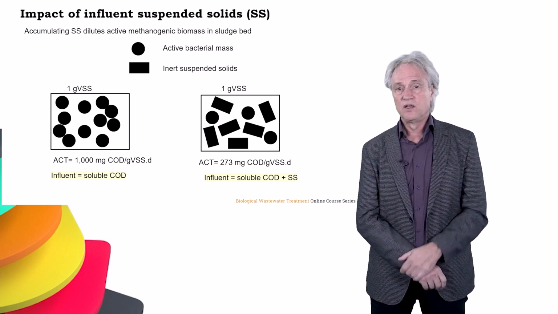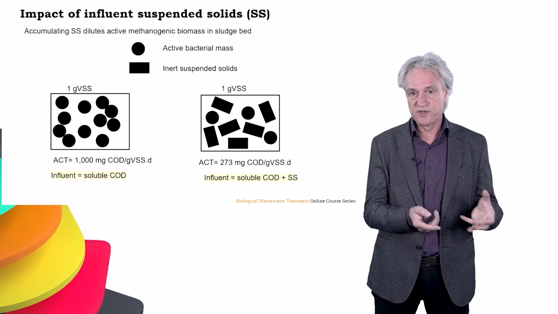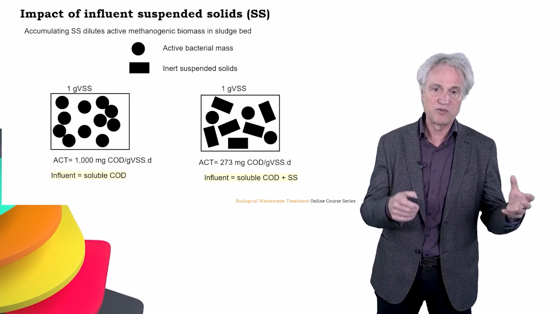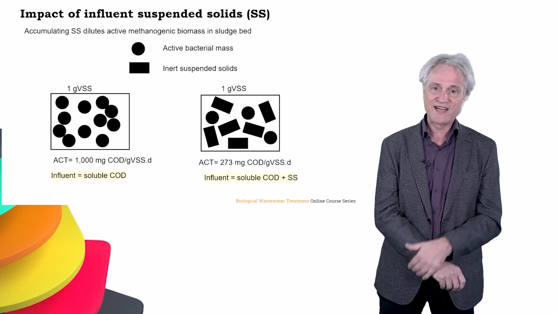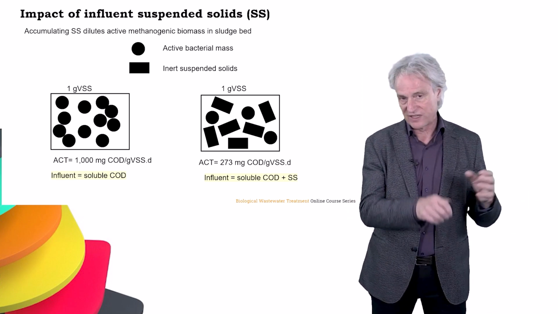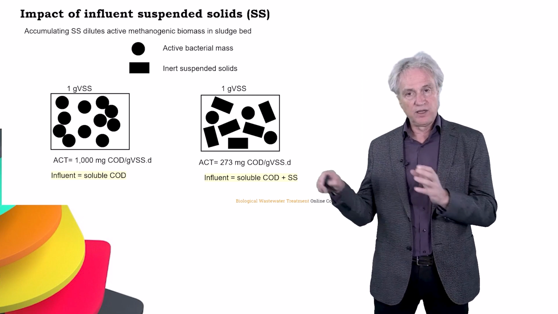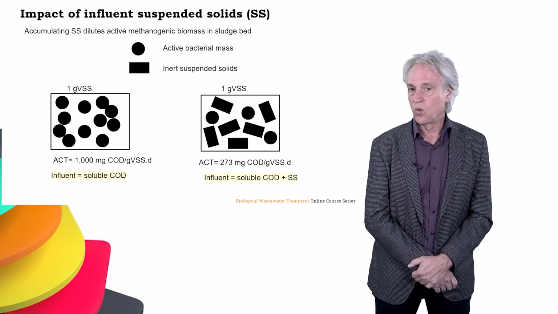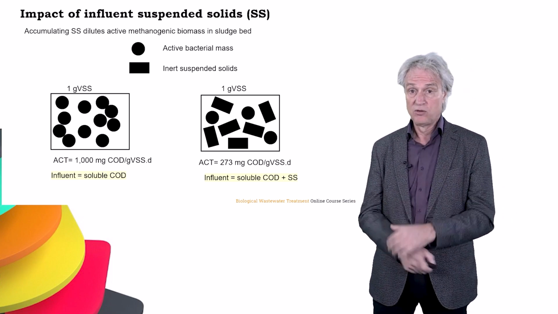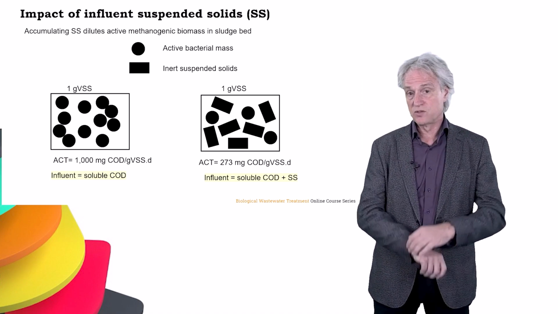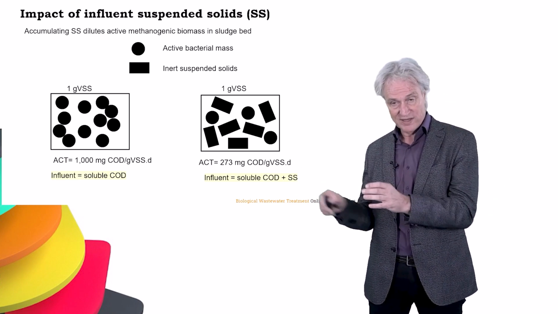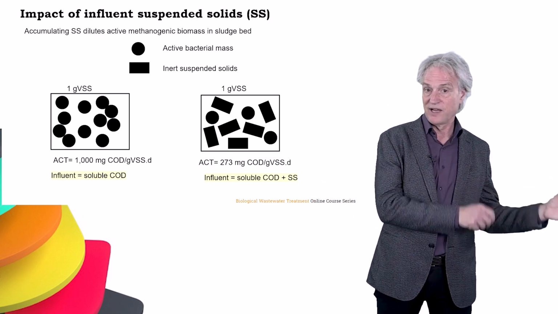On the left-hand side, you see a schematic representation of 1 gram of VSS, 1 gram of volatile suspended solids, 1 gram of biomass, which consists only of active bacterial mass. Now, this gives a certain activity of that sludge. Now, in the right-hand graph, you see 1 gram of VSS, but now the VSS consists of active bacterial mass, but also of inert suspended solids. It's all VSS, but only a small fraction is active. Now, the activity of the right-hand sludge is way less than the left-hand sludge.